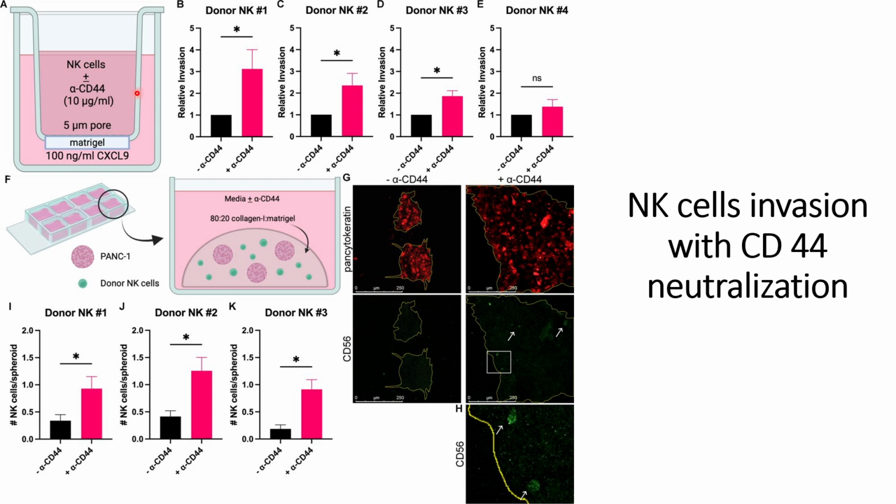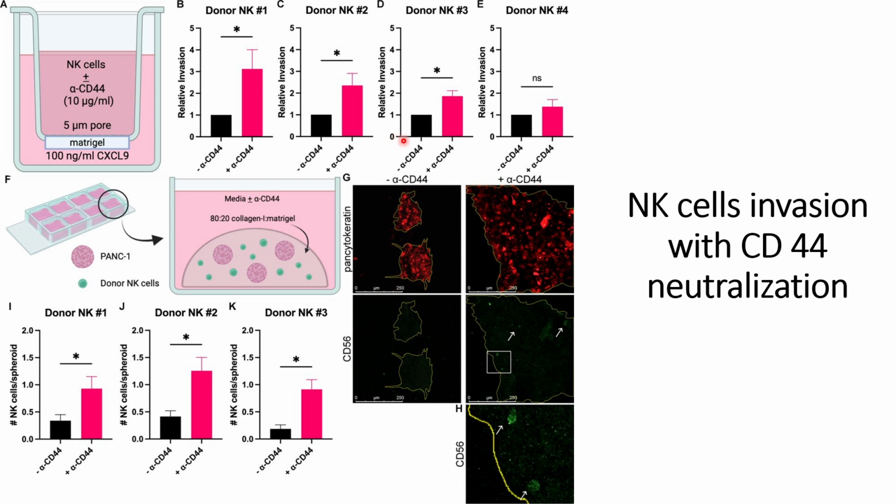What they were able to find is that when they use neutralizing CD44 antibodies, they can see more NK cell invasion, with more cells able to pass through the membrane, compared to the case where no neutralizing CD44 antibodies are present. This increase is statistically significant for 3 of the 4 cases they tested. For the fourth case, it looks like an increase, but it is not statistically significant, so they don't consider it an increase.